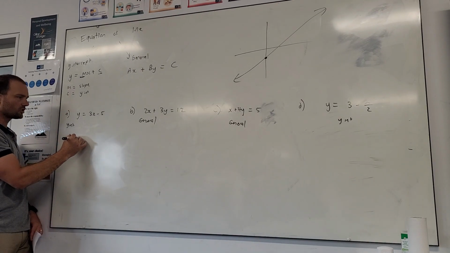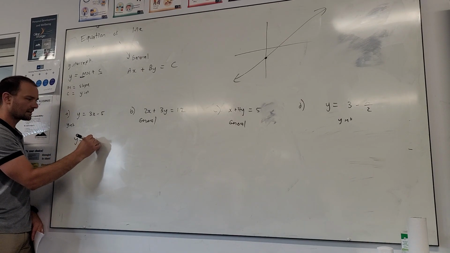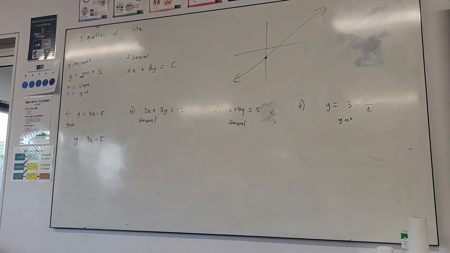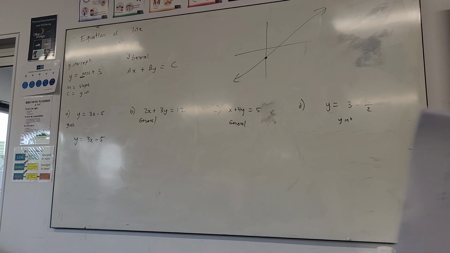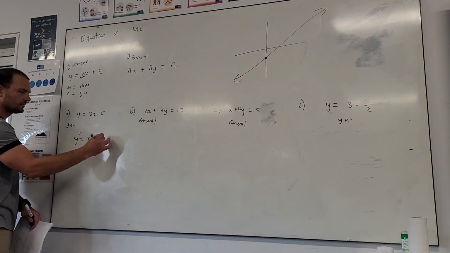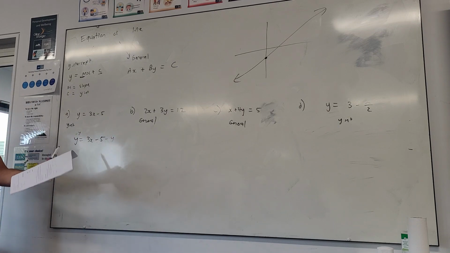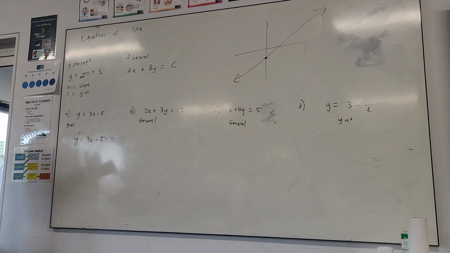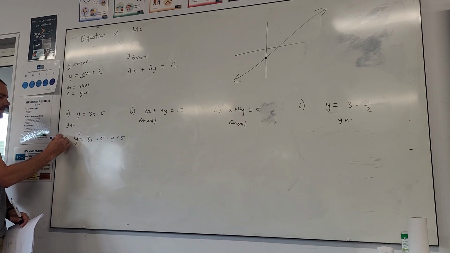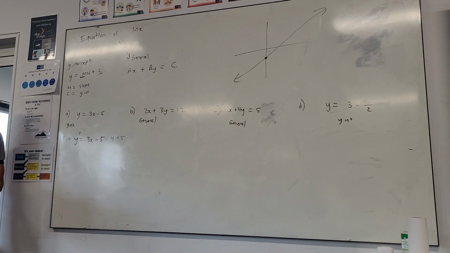So here's my equation at the moment. I have y equals 3x take away 5. And I'll use some more multicolours again. I'm going to subtract y from both sides, maintaining balance. We can do anything as long as we do it to both sides. And I'm going to plus 5 to both sides. So let's process this step and see what we end up with.